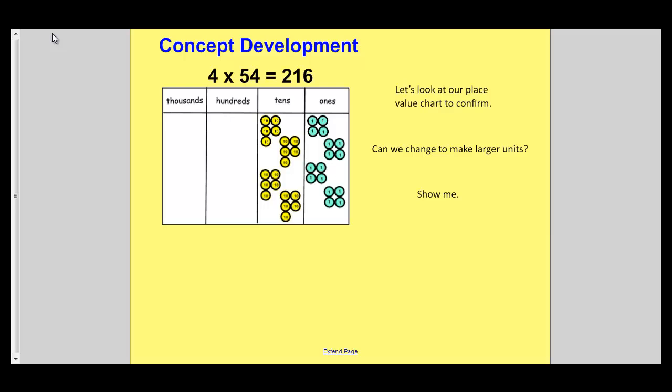Now let's take a look at how we could make this look like 216. We can take 10 of these ones, like this, and we can trade them for a 10. Now I only have 6 ones left. And now I can take 10 of these and trade them for 100. I can take this 10 and trade them for 100. Now I only have 1 ten left and I have 2 hundreds.